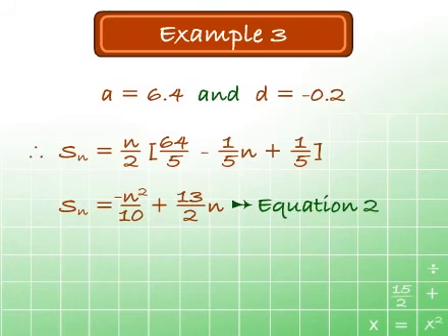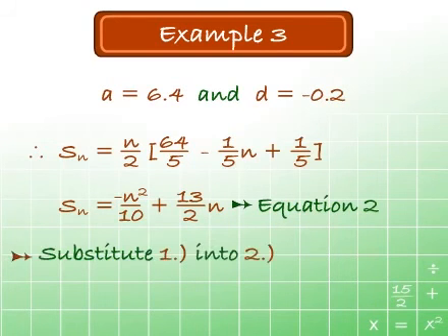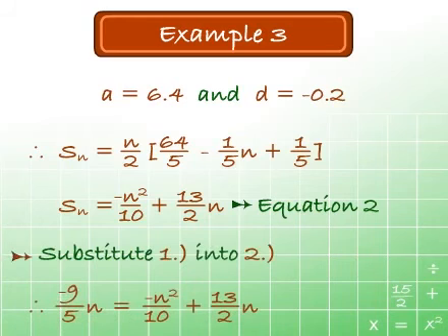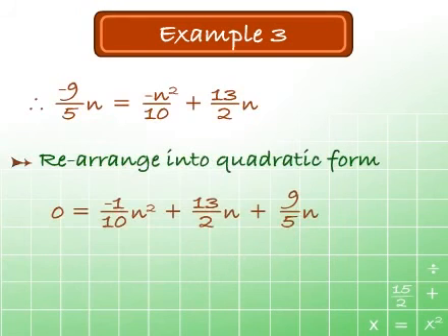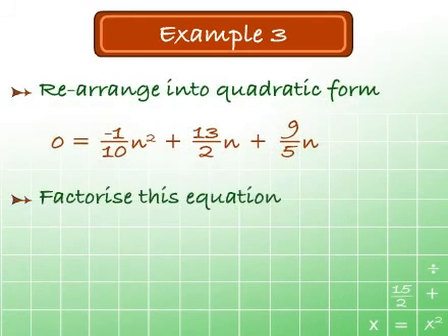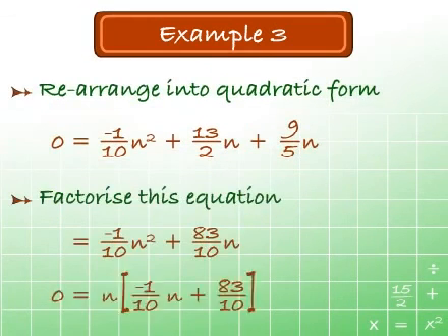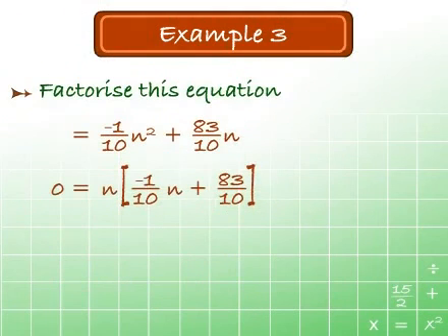We can now solve these equations simultaneously by substituting 1 into 2. Therefore, negative 9 over 5 n is equal to minus n squared over 10 plus 13 over 2 n. Rearranging this formula into quadratic form, we now get 0 is equal to minus 1 over 10 n squared plus 13 over 2 n plus 9 over 5 n. We can now factorize this equation such that 0 is equal to n multiplied by (minus 1 over 10 n plus 83 over 10). This now implies that n is equal to 0.